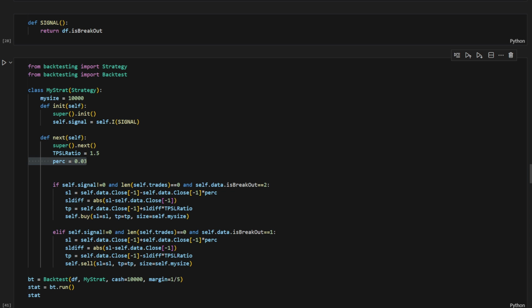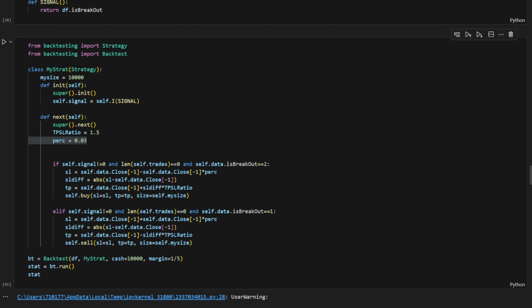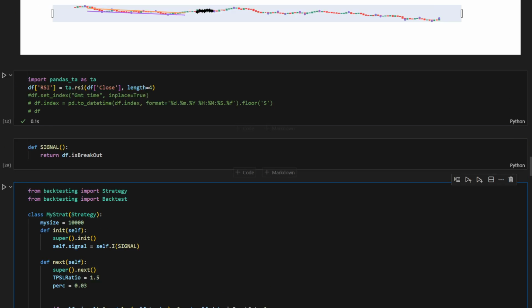And that's the stop loss percentage. So I'm not using the order. We're entering the market directly when the signal is occurring. We're using a margin of 1/5, so it's a leverage of 1 to 5, and a cash of $10,000 as a start. I'm going to run this part.